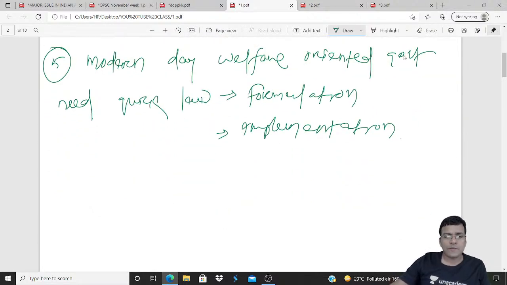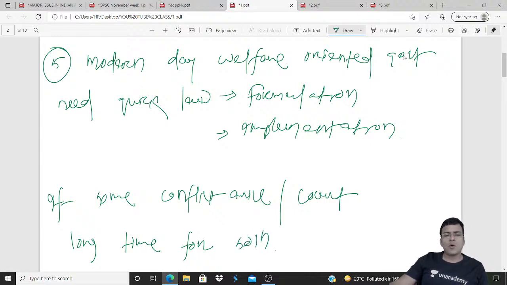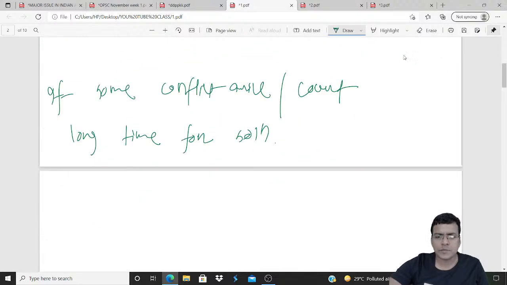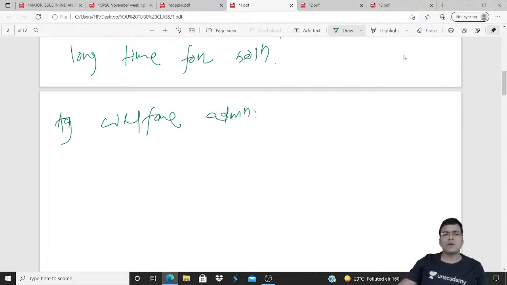So what is the problem? If some conflict arises or a matter reaches court, it takes a long time for solution. It takes a long time for solution if a conflict arises in court. So many times this is against welfare administration. So these are some reasons for growth and development, and one thing, it is cost effective.